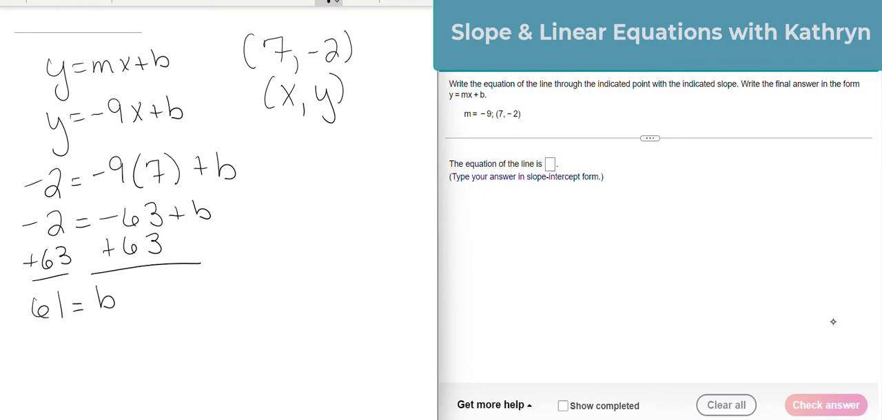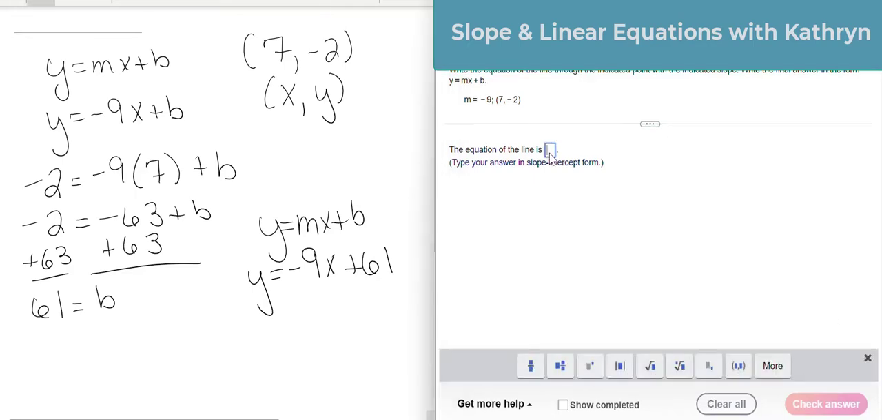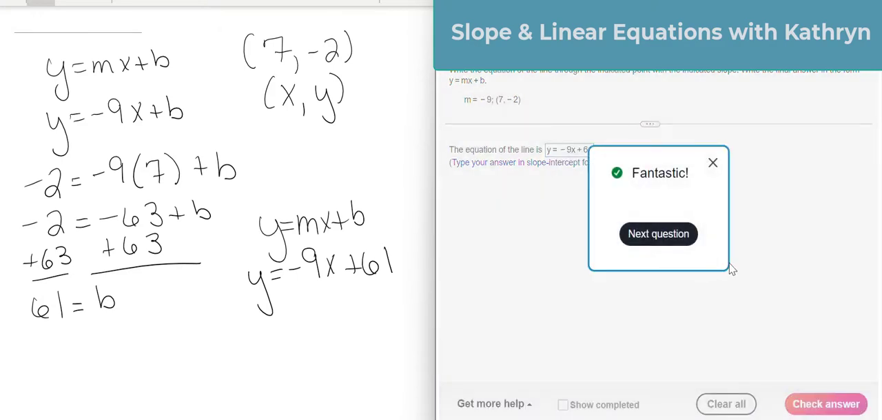So let's rewrite y equals mx plus b. Let's put in our slope, which they gave us as -9. And now we have our y-intercept, and that is 61. I'm going to press here, and now I'm going to do y equals -9x plus 61. And let's check our answer. Yay! Good job!